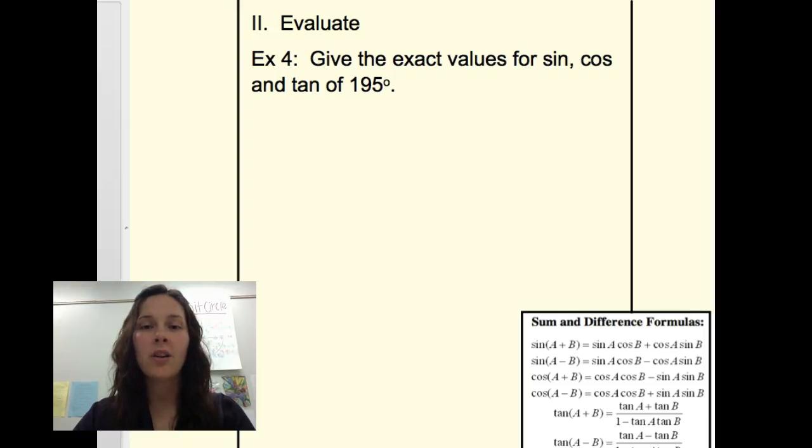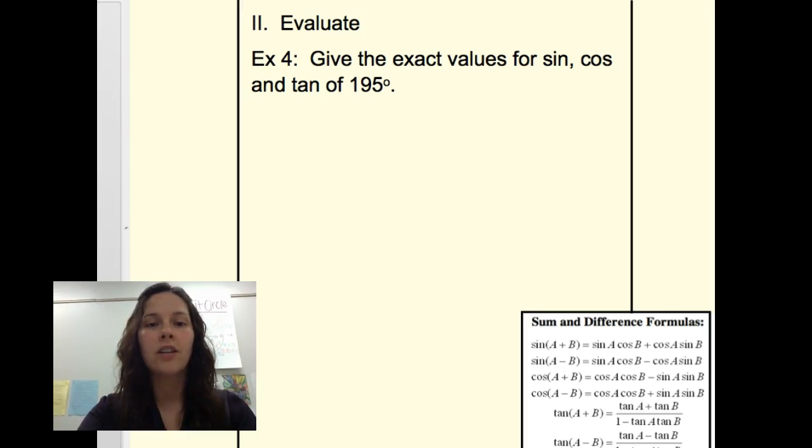Now we're going to take a look at how to evaluate using our sum and difference formulas. So where we begin is figuring out what two unit circle values will give us, in this case, 195 degrees. And we'll think about adding and subtracting various unit circle values to come up with the angle that we need.